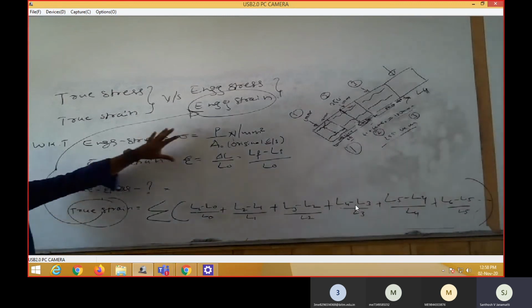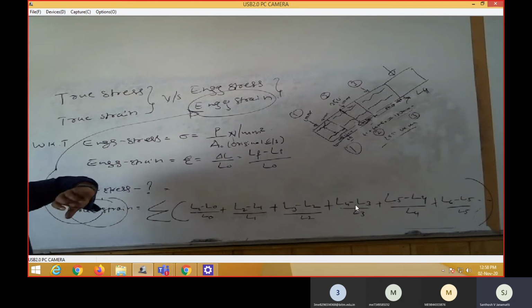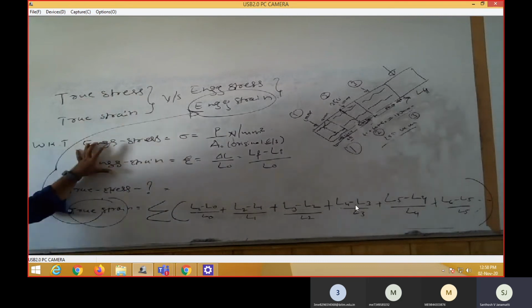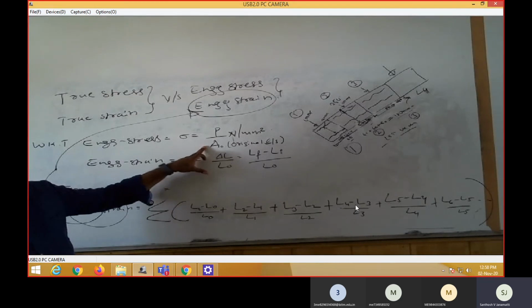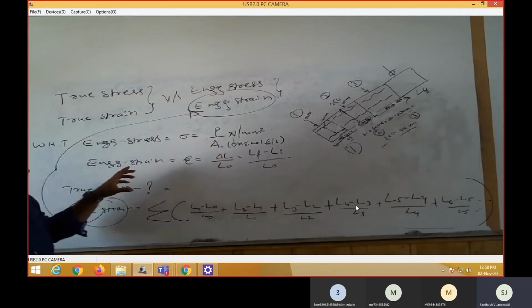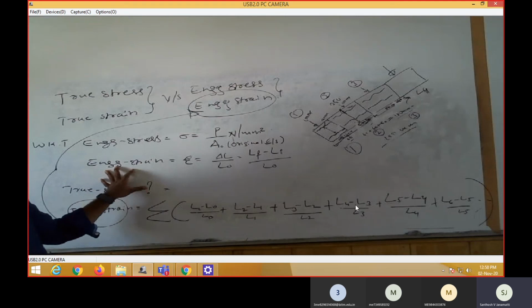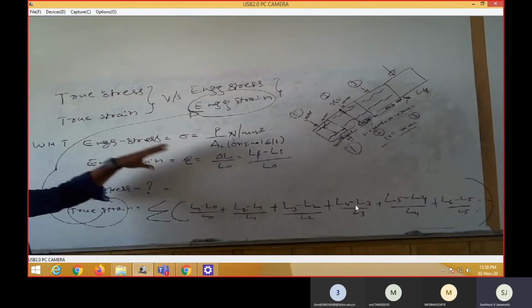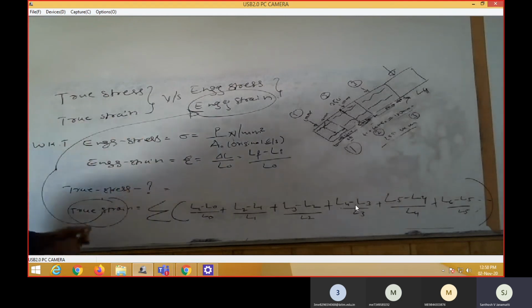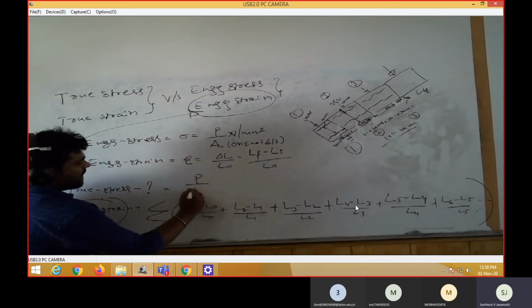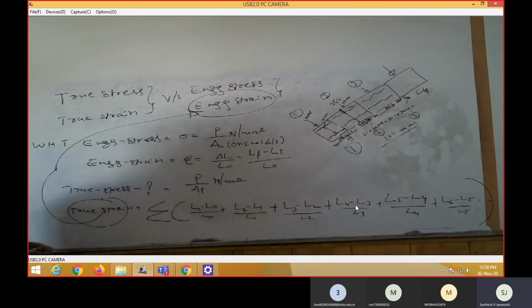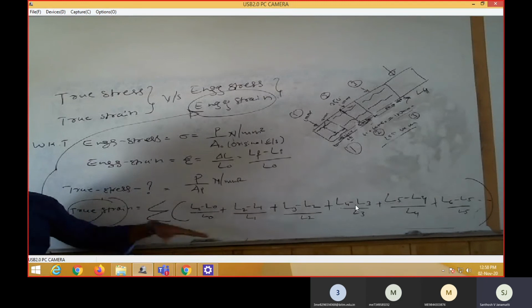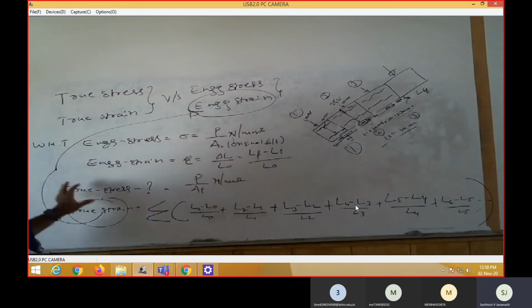Hope you understand this. In future, we have some very small numericals based on true stress and true strain, so just keep remembering these formulas. Engineering stress is the applied load divided by the original cross-sectional area. Engineering strain is the change in length to the original length. True stress is the applied load divided by the instantaneous cross-sectional area, in Newton per mm square or kilonewton per mm square. To calculate the true strain, this is the formula, but we will simplify it and get the small formula.